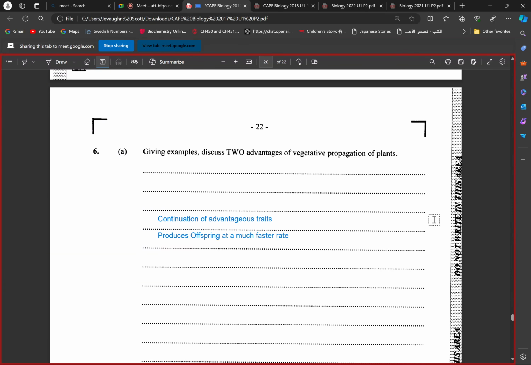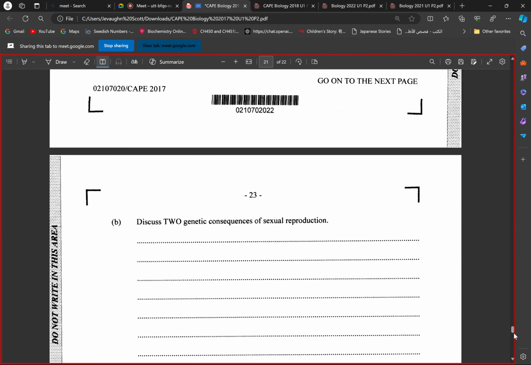So you're just going to have to discuss how or why the offspring being produced at a much higher rate within vegetative propagation would be an advantage as well. So I gave you two advantages. All you have to do is discuss them, explain them. That is 5 marks, and that is the end of that question.